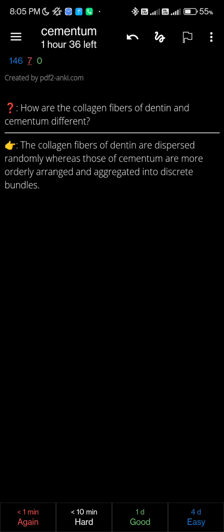The collagen fibrils of dentin are randomly dispersed, while the collagen fibers in cementum are regularly arranged, grouped into bundles and aggregated into discrete bundles. They are orderly arranged.